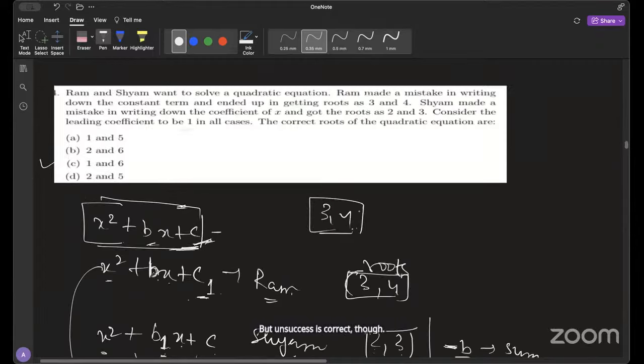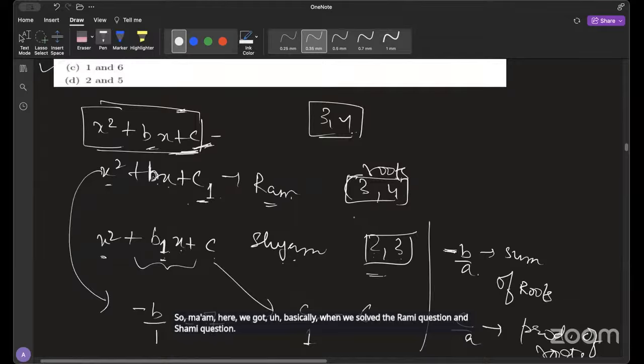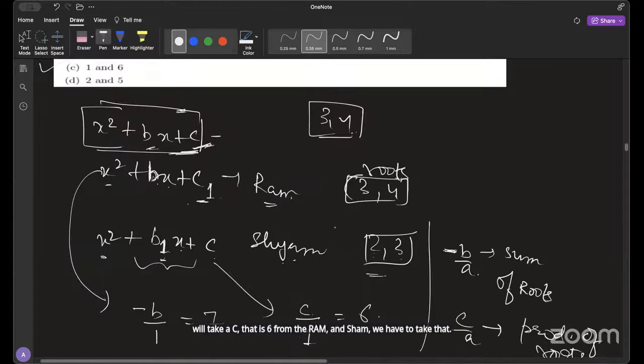Okay. So, ma'am, when we solve the Ram equation and Sham equation, we'll take c, that is 6 from the Ram, and for Sham we have to take that. No. Yeah, we have to take 7 because Ram hasn't made a mistake in writing down the coefficient.